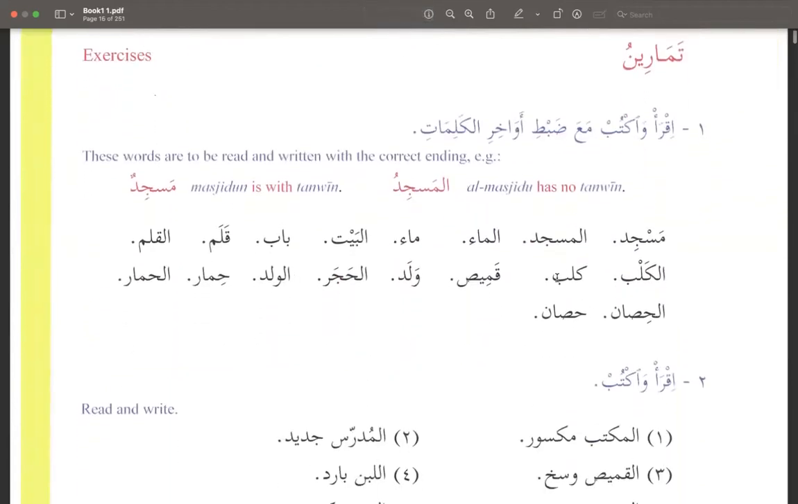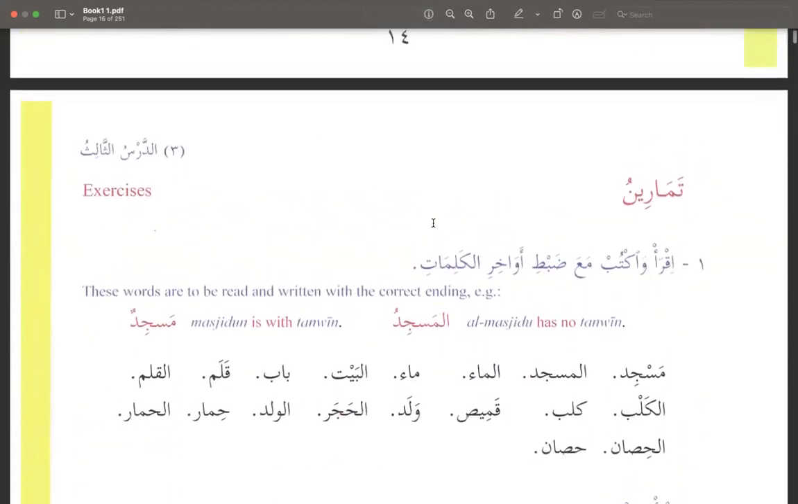Okay, so here are some تمارين. اقرأ واكتب مع الضبط أواخر الكلمات. Read and write along with the tashkil at the ends of the words, meaning writing the harakat at the end of the words. These words are to be read and written with the correct ending. Correct ending meaning write the dhamma or the dhammatain. So for example, masjidun is with tanween, and al-masjidu has no tanween. That's what it means to write the correct ending. Make sure you write that.